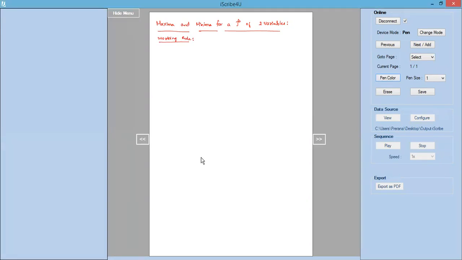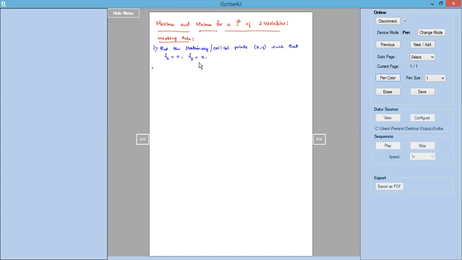Firstly, we find the stationary points or the critical points (x, y) such that fx is equal to 0, fy is equal to 0. The partial derivative of f with respect to x, that is dou f by dou x, is equal to 0, and dou f by dou y is equal to 0. These two become the condition to find the stationary points or the critical points for us.